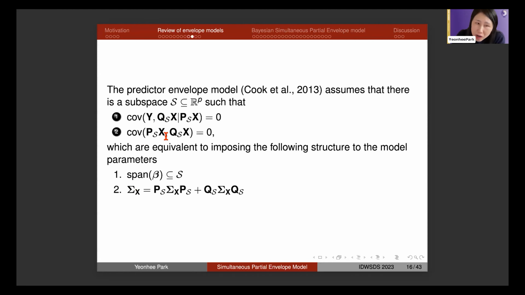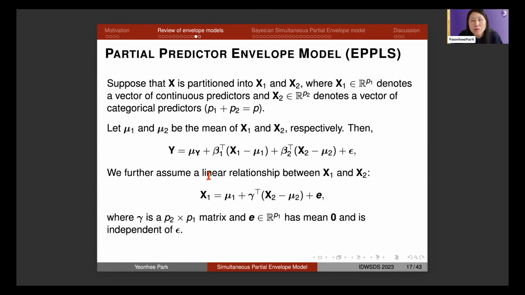And the material part of X and the immaterial part of X are not correlated. Again, these two conditions can be rewritten by the parameters beta and sigma x. And recently, I developed the envelope-based partial least squares, shortened to EPPLS, or called the partial predictor envelope model.